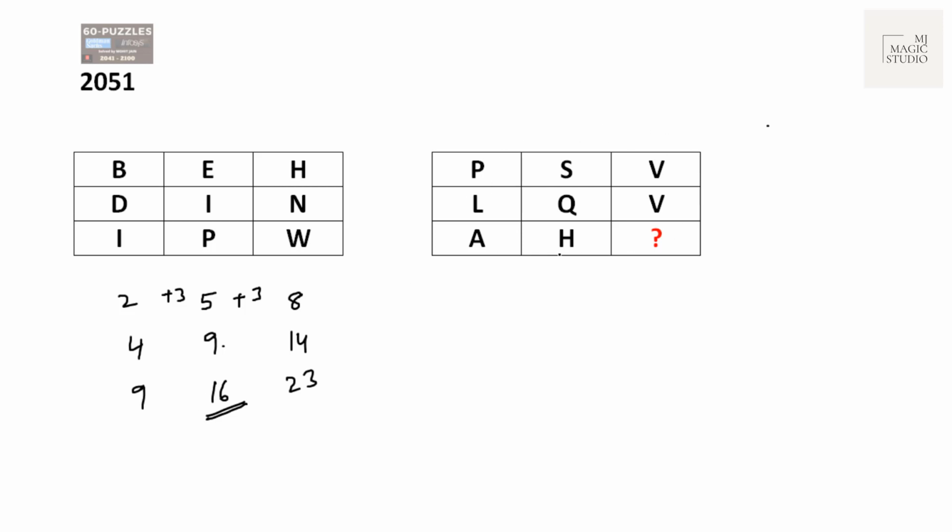Let's see whether we can fit in this here. P 16, S 19 and this is 22. 22 plus 16 is 38. Bingo, it is fitting in. L 12, Q 17 and V is 22 again. So 17 into 2 is 34. 22 plus 12 is 34.